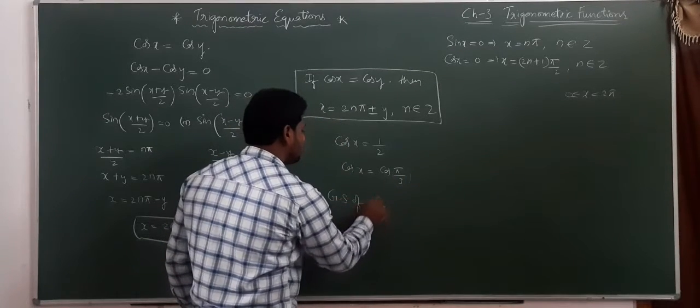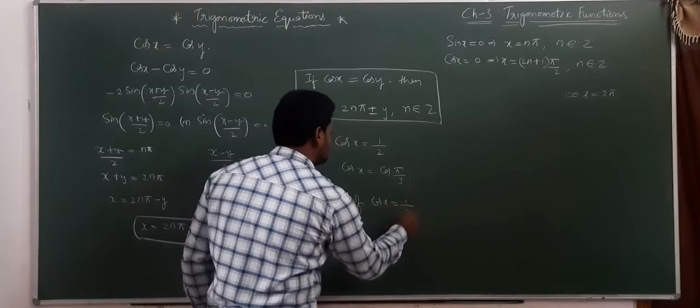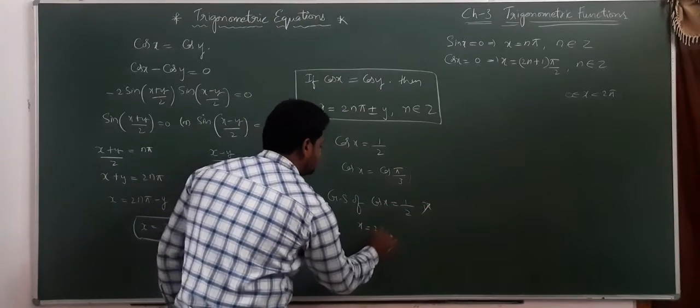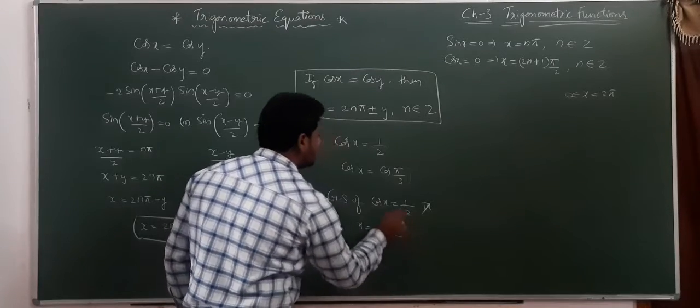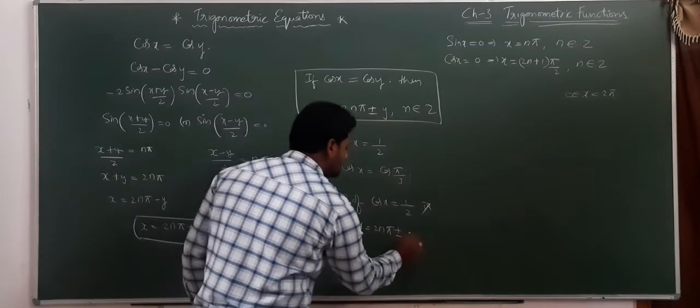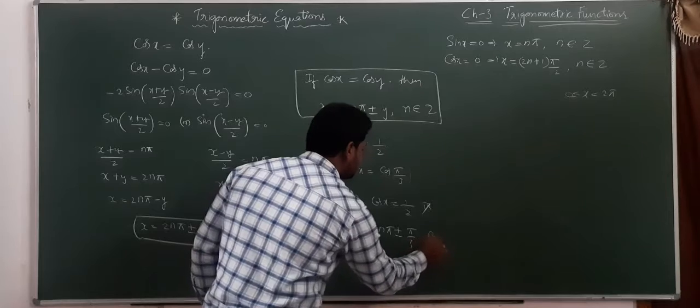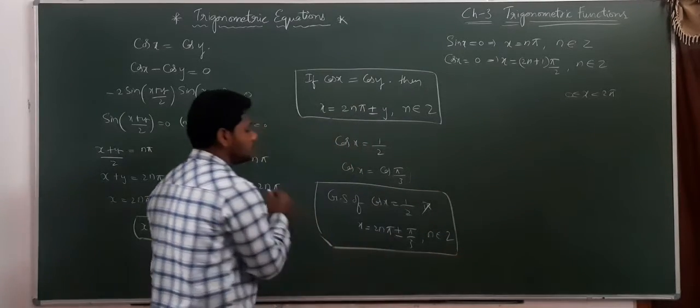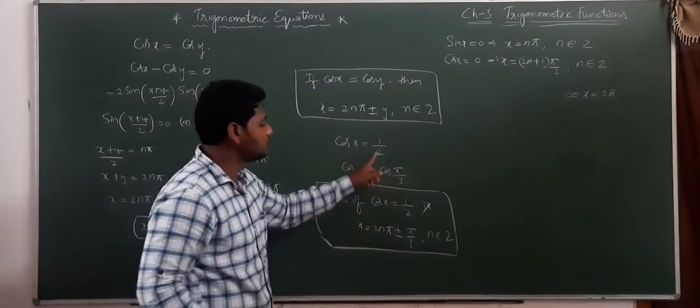So the general solution of cos x equal to 1 by 2 is what? x is equal to 2n pi plus or minus, instead of y, we have pi by 3, where n belongs to Z. So this is the general solution of cos x equal to 1 by 2.